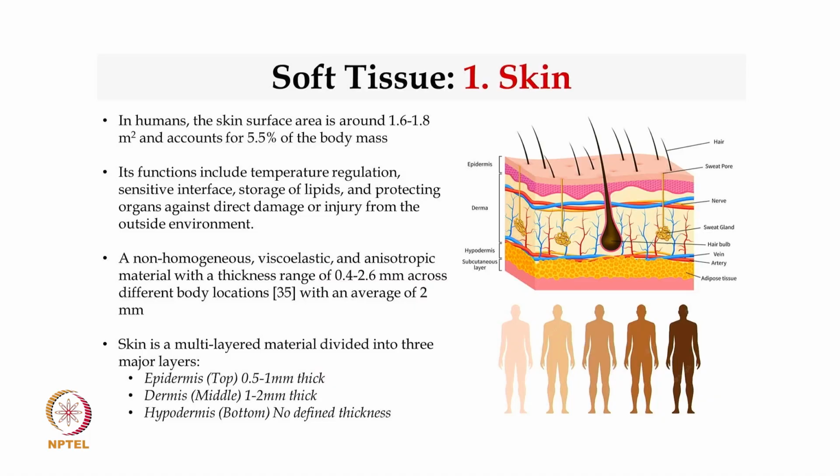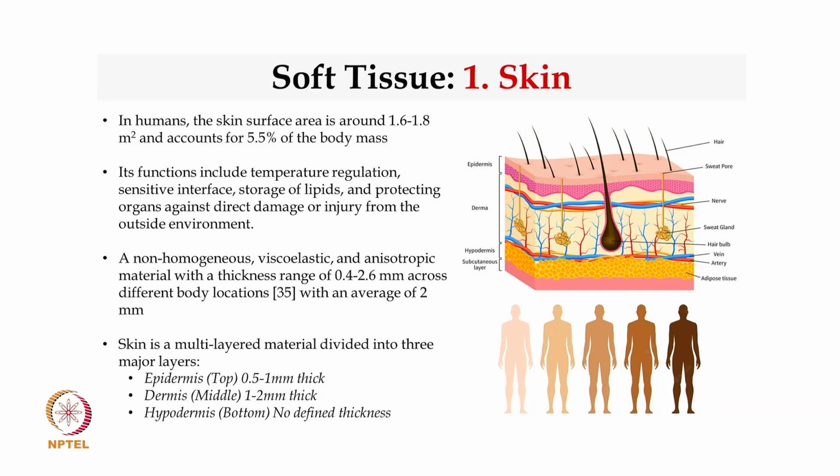Typically the skin has a thickness range of 0.4 to 2.6 millimeters across different body locations, and an average thickness of 2 millimeters. So if you're trying to use a ballpark estimate of what skin tissue thickness would be for your experiments or for your computational models, you could use 2 millimeters. That's a standard norm, right?